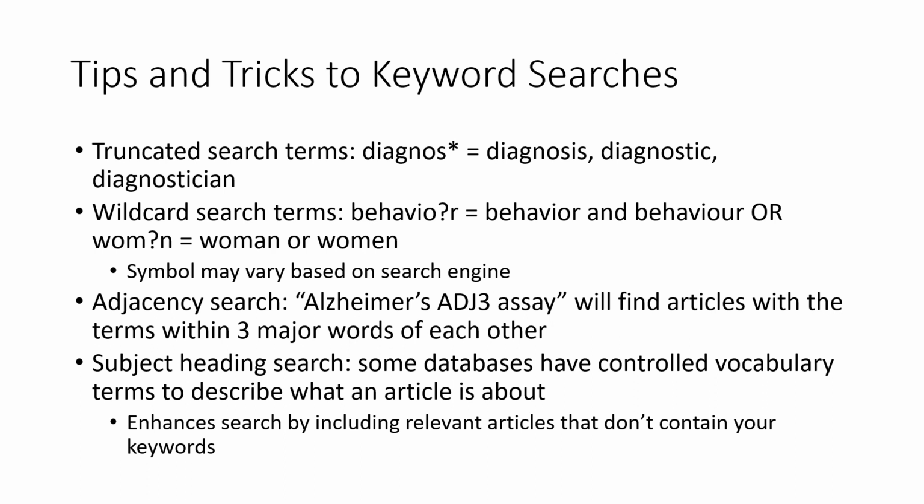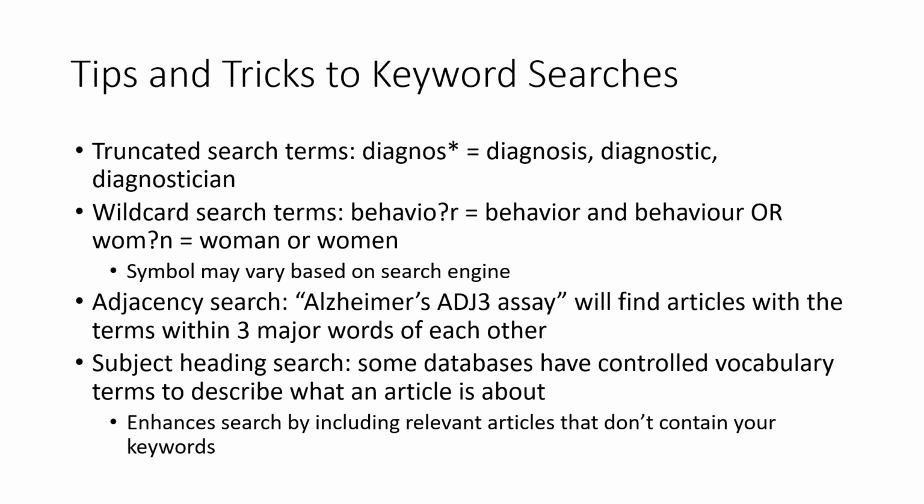You can also do what's called an adjacency search, where you can do Alzheimer's and then ADJ3, and the number stands for within how many major words of each other. So if I want Alzheimer's and then no more than three words later, assay, if I did that ADJ3, it's going to look for Alzheimer's and assays close to each other, because they're usually more likely to be related to each other if they're close to each other in the article.